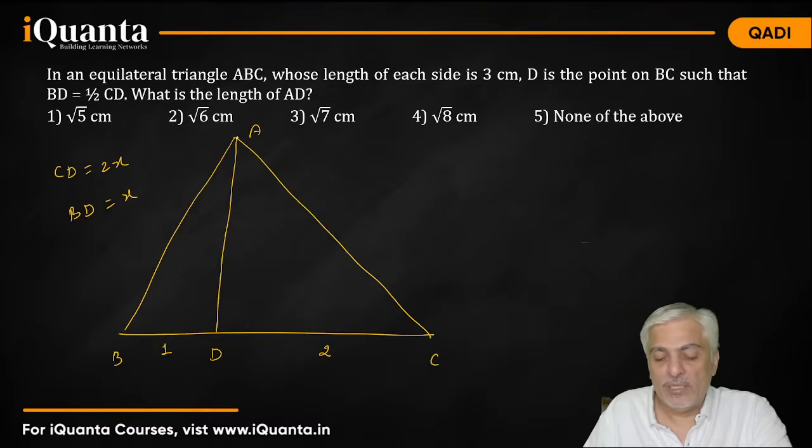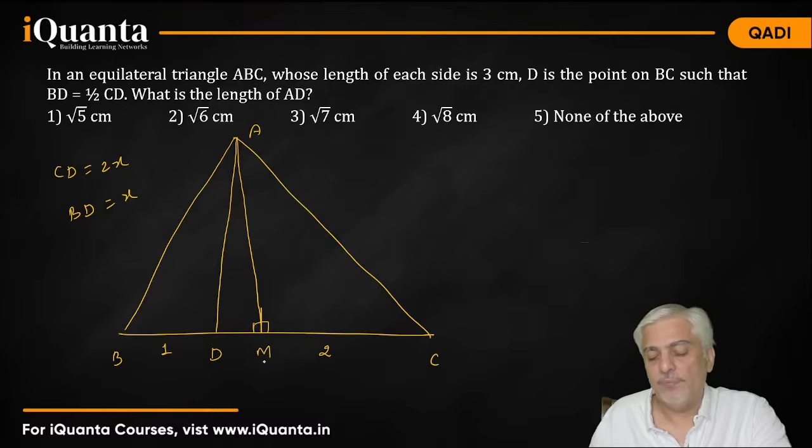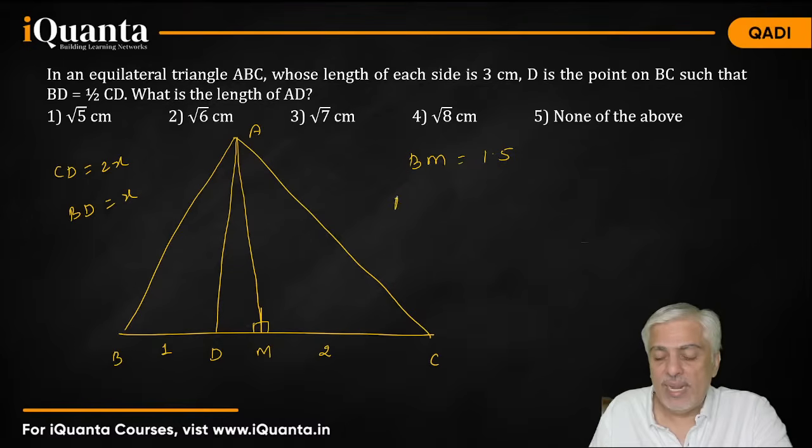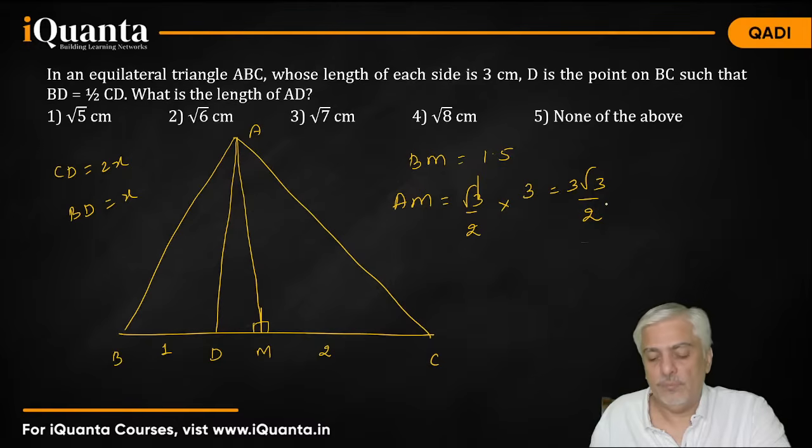We will drop a perpendicular from A, called AM. How much is BM? BM will be 1.5. How much will be AM? AM will be the height of an equilateral triangle. Height of an equilateral triangle is root 3 upon 2 into side. That is 3 root 3 upon 2. How much is DM? 0.5. DM will be 0.5, which is half.